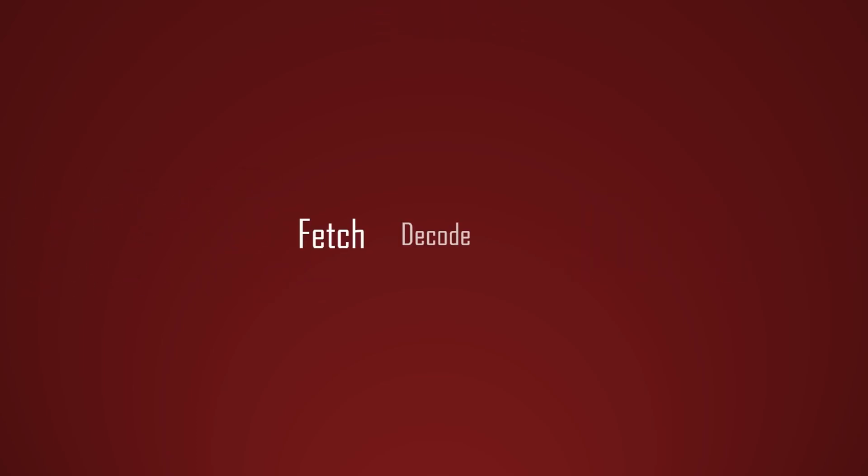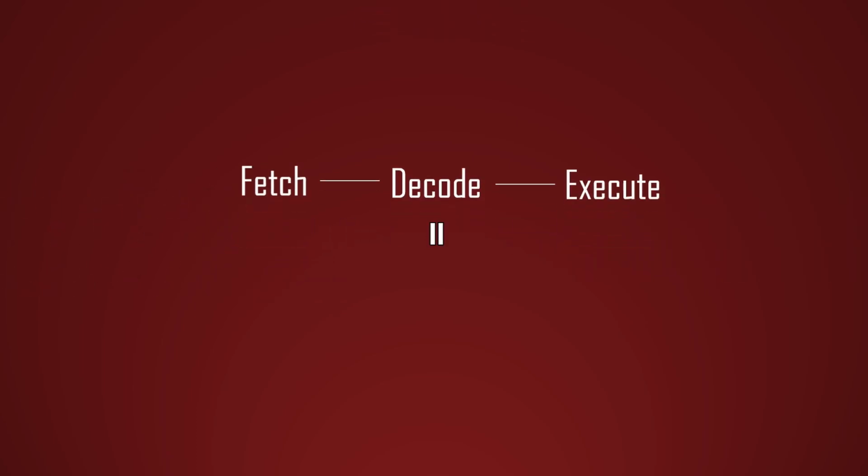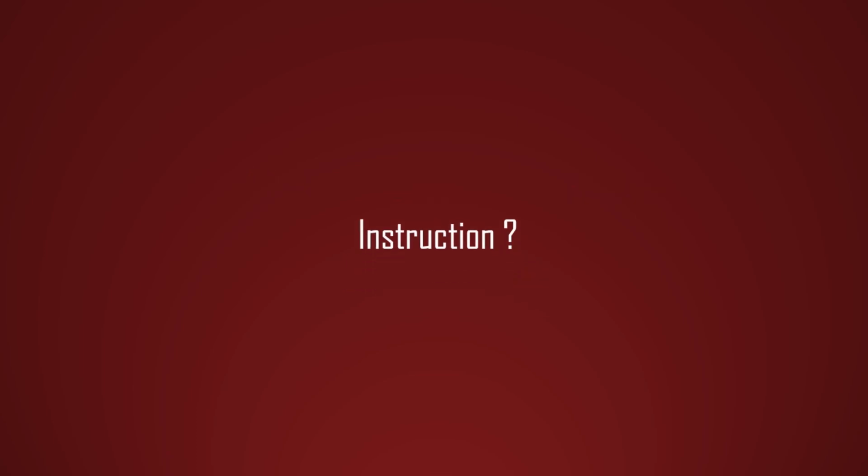The fetch, decode, execute cycle is also known as the instruction cycle because for every such cycle, one instruction is completed. But what is an instruction and where is it stored? An instruction tells the processor what to do. Instructions live in the neighborhood of the processor inside the RAM.